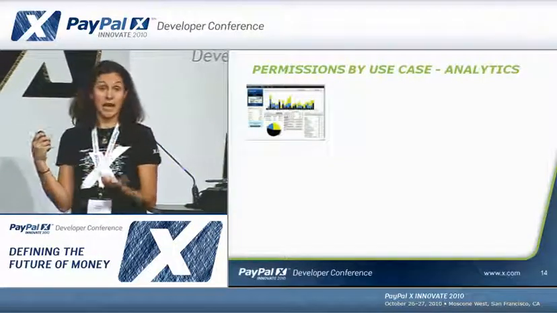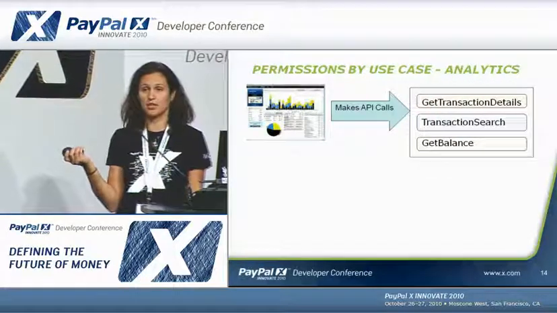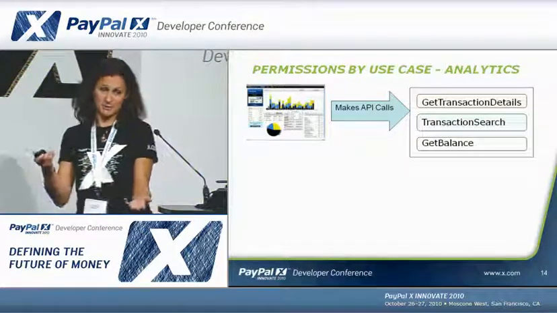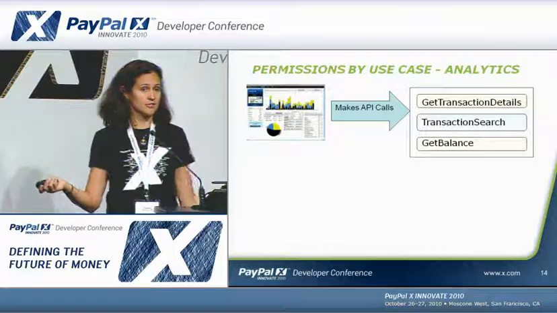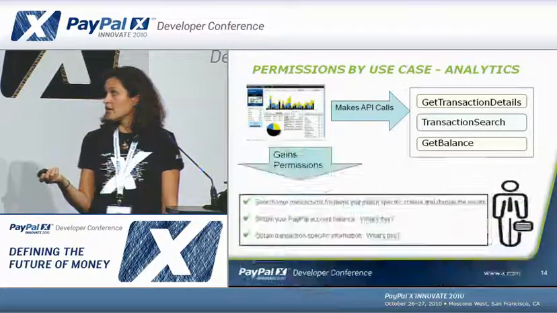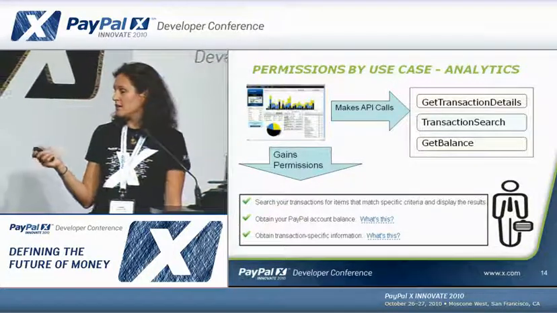Let's say you have an analytics app. Usually analytics apps will work off of customers' PayPal transactions, so it will work with get transaction details, transaction search, and get balance API calls. And again, for the end user, these APIs don't really mean much.